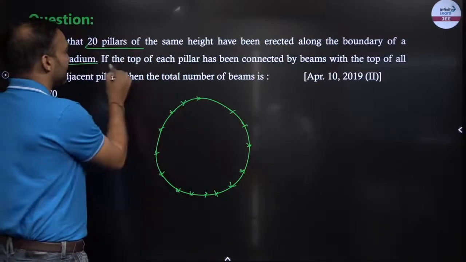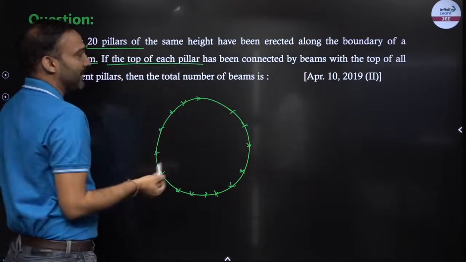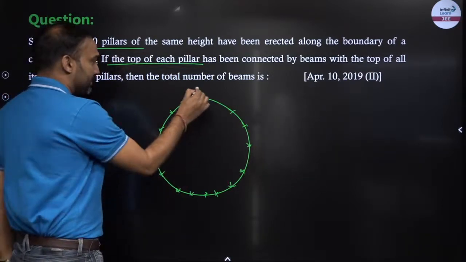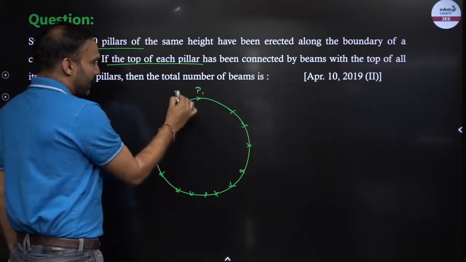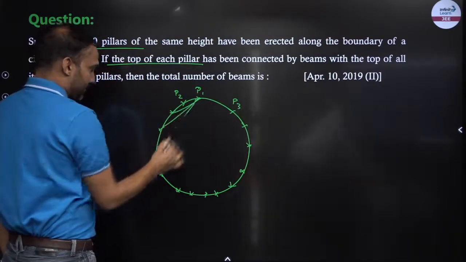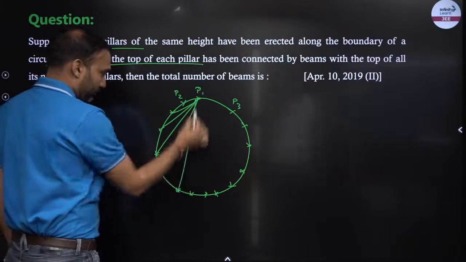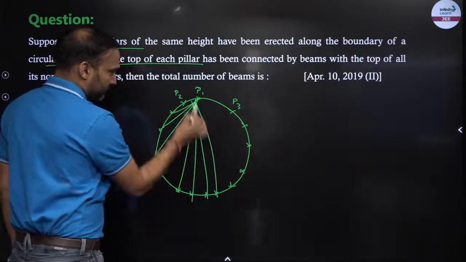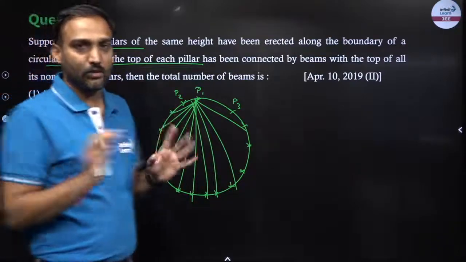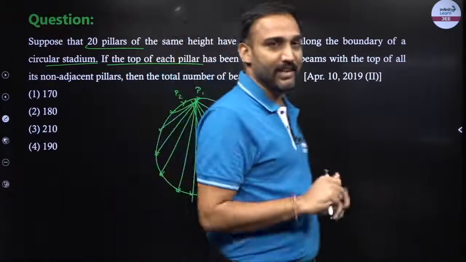Now the question says if the top of each pillar has been connected by the beams with the top of the other non-adjacent. So let's say this is pillar 1. I cannot connect pillar 1 to pillar 2 or pillar 3. I have to connect like this. Do you understand? Adjacent ones I should not connect. So P1 will not be connected to P2 and P3. With the rest, everything I will connect.